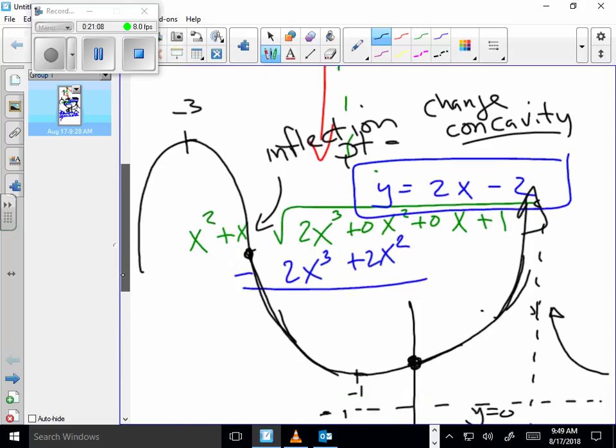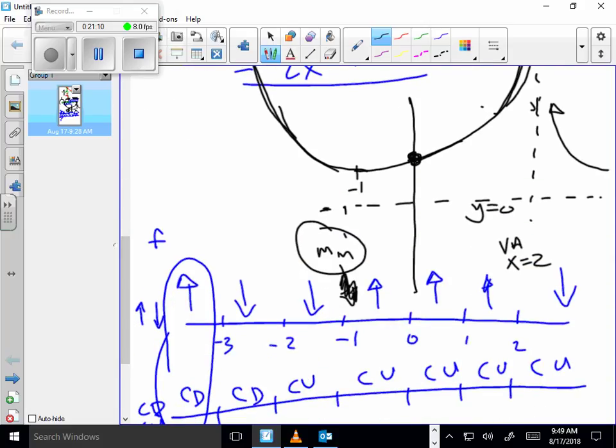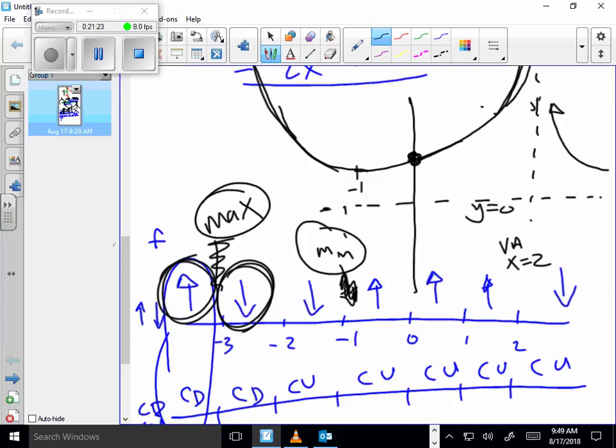Hey, what did I have on the graph at negative 3? I had a maximum. When my graph goes from increasing to decreasing, I get a maximum. When my graph goes from decreasing to increasing, I have a minimum. And when I change concavity from concave down to concave up, here I have an inflection point.